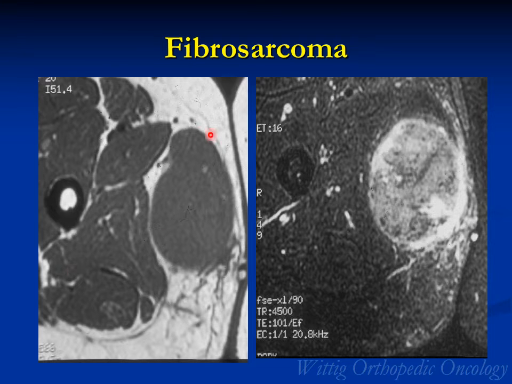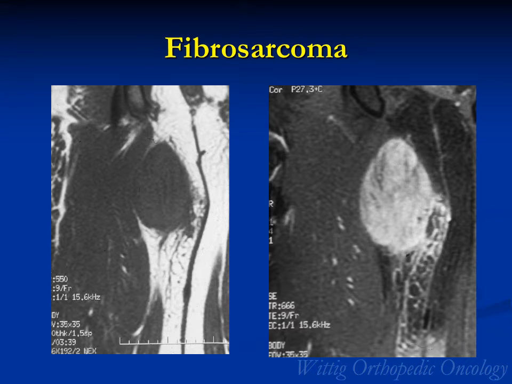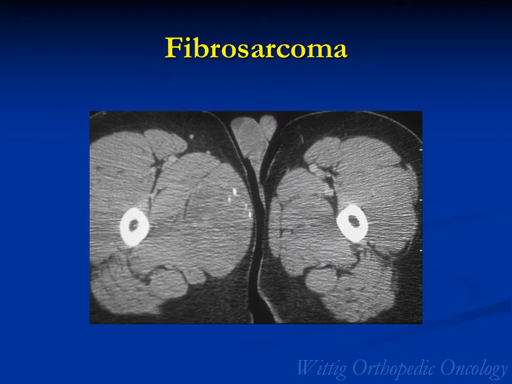This is showing you an example of a fibrosarcoma. Deep tissue, thigh. This is a T1 weighted image, this is a T2 weighted image. Low to intermediate signal on T1 and heterogeneous on T2 weighted image. Another example of a fibrosarcoma: on the T1 weighted image it's similar to muscle signal intensity and somewhat heterogeneous on the T2. This is a CAT scan of the tumor, where the tumor has similar attenuation as muscle.